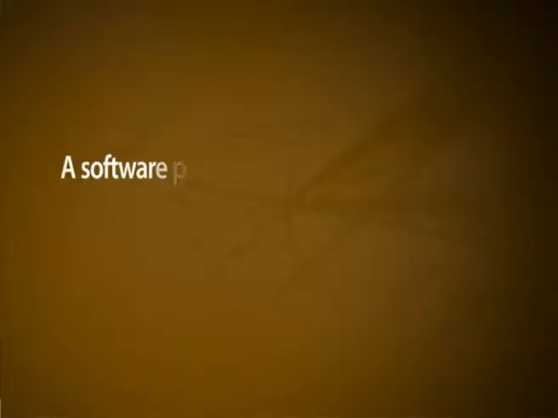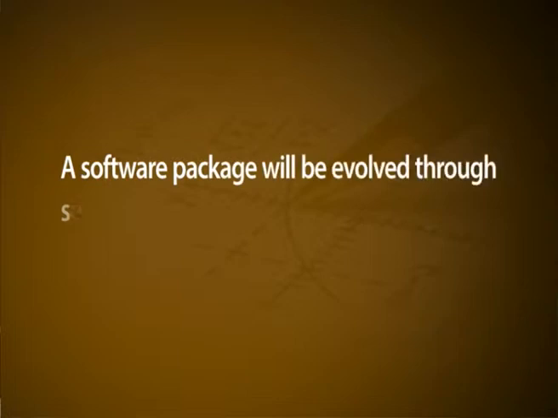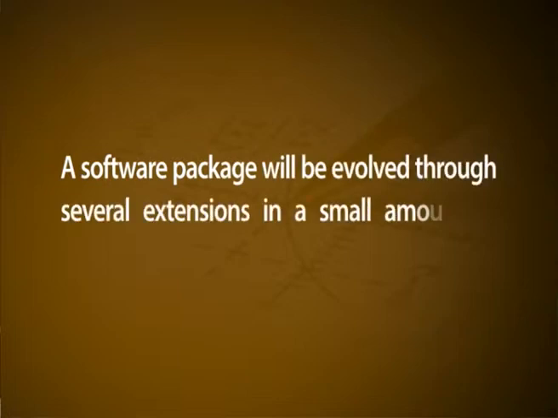The users who have downloaded the source code can modify or enhance the software or correct the errors they find. They report these changes to the original author. Then the author incorporates these changes and an extended version will be posted for future modifications. In this way, a software package will be evolved through several extensions in a small amount of time.